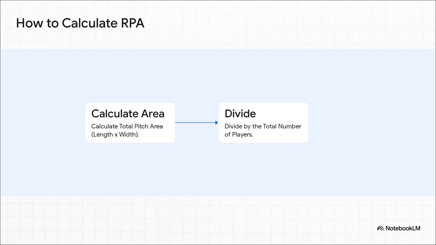And the best part? Calculating it is incredibly easy. You don't need a math degree for this, I promise. You just figure out the total area of your pitch, just length times width, and then you divide that number by the total number of players out there. That's it. Two quick steps, and suddenly you have this really powerful piece of data to start working with.